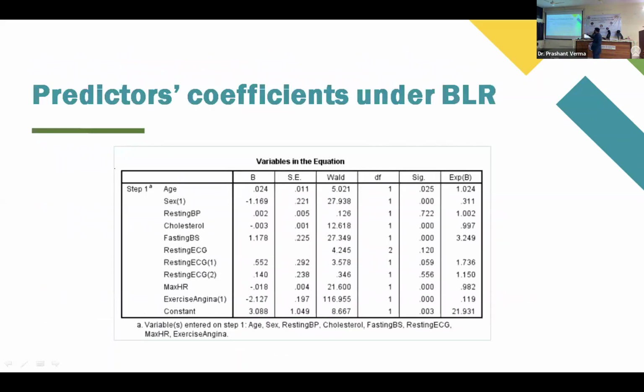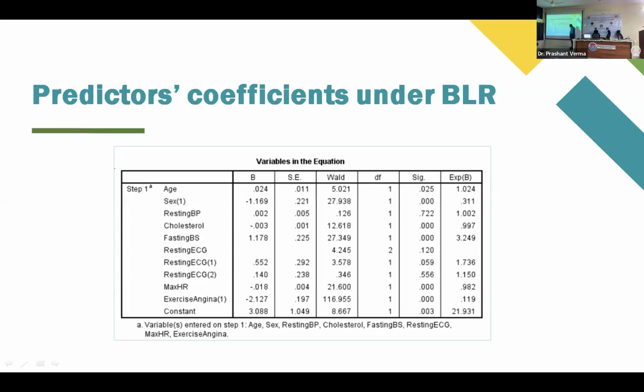So in that we discussed already, I'll just give one interpretation for this. Suppose we talk about the age, how the age is affecting the heart disease. So now comes the interpretation part. We'll see the log odds, the exponential beta that is found after the maximum likelihood estimation of the logistic regression. This is nothing but the odds ratio basically. So age, it's 1.024.